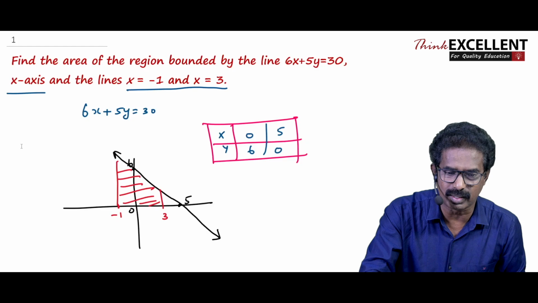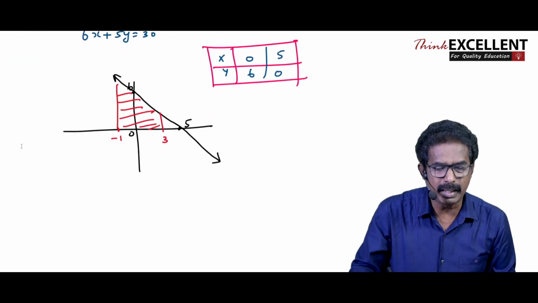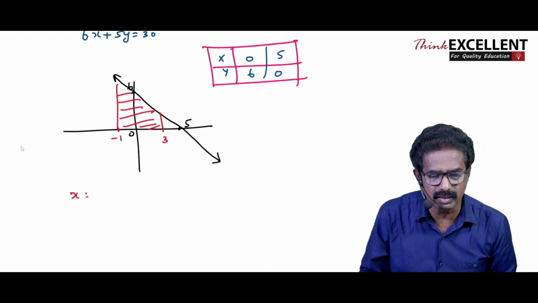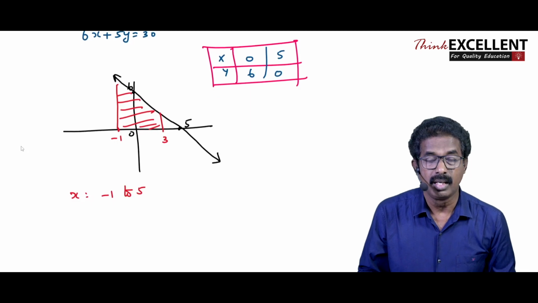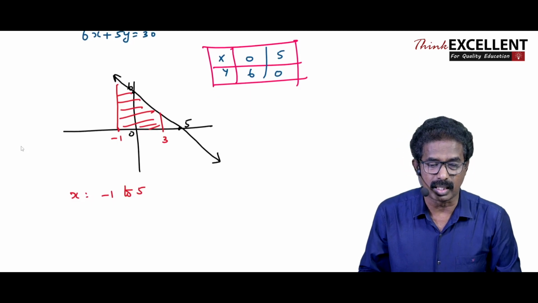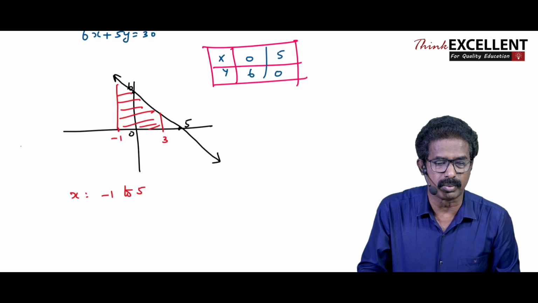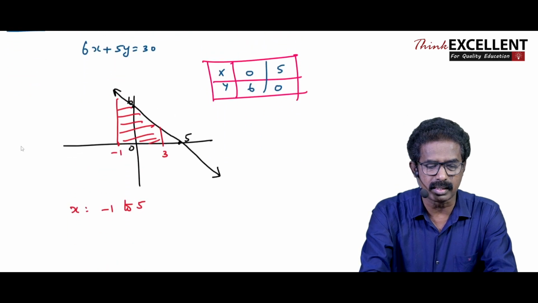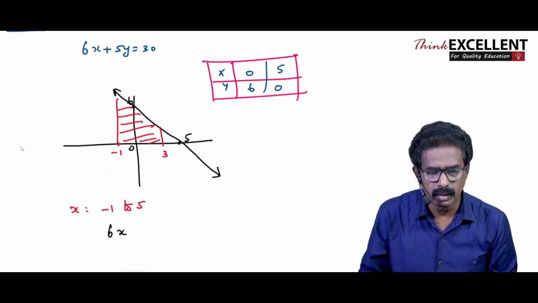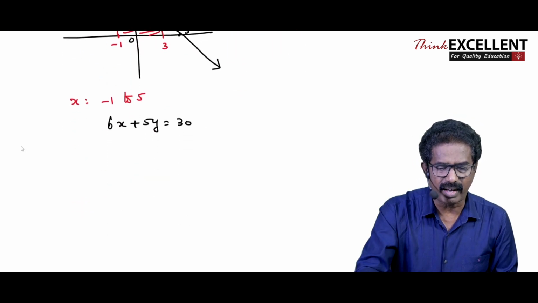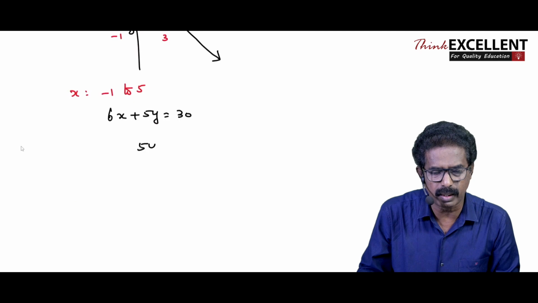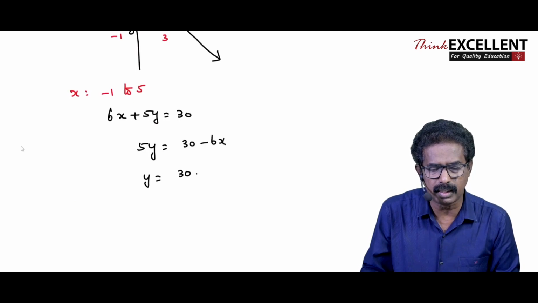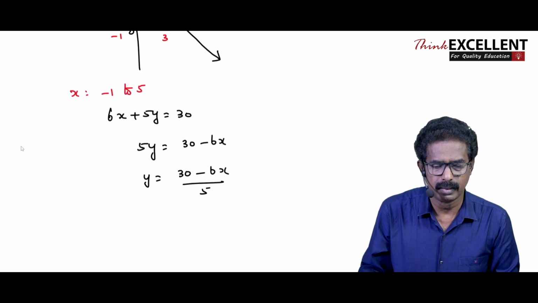Okay, this first sum we'll try to do fully. The limit x varies from minus 1 to 3. In the formula, y comes, so what we need to do is find y from the given equation. What's the given equation? 6x plus 5y equal to 30, right? We need y dx, so 5y is equal to 30 minus 6x, or y equal to 30 minus 6x by 5.